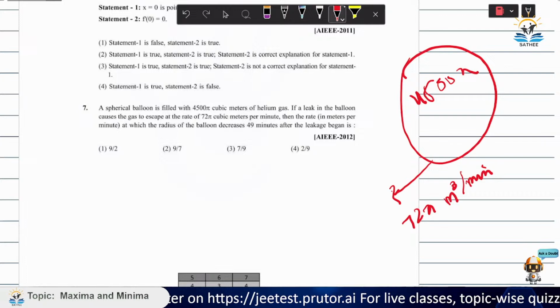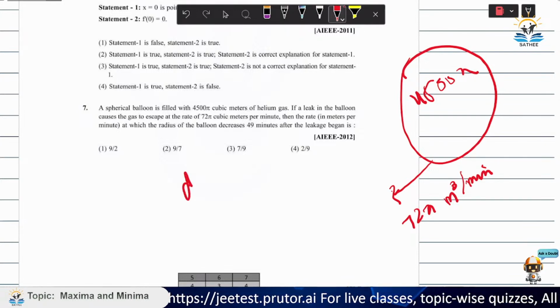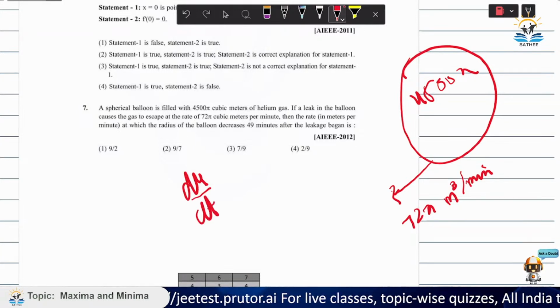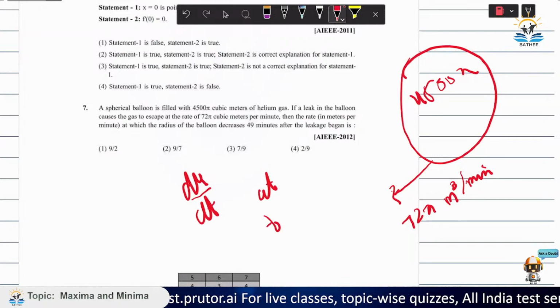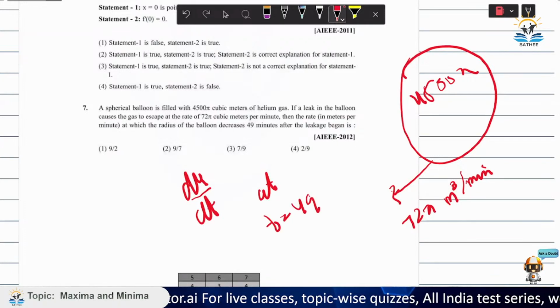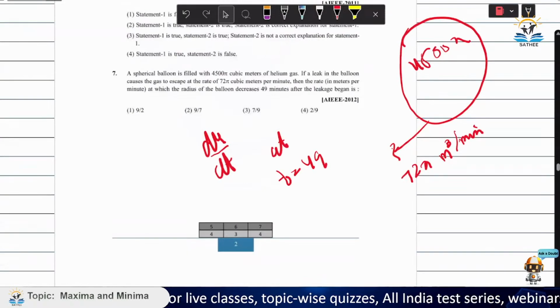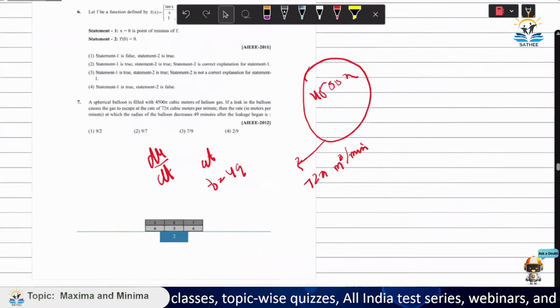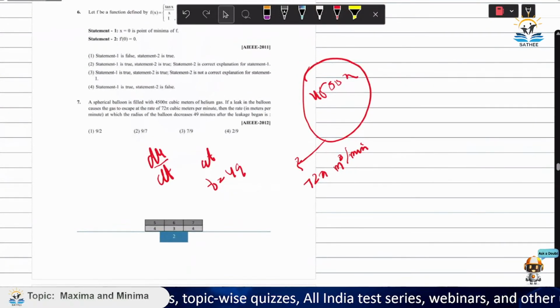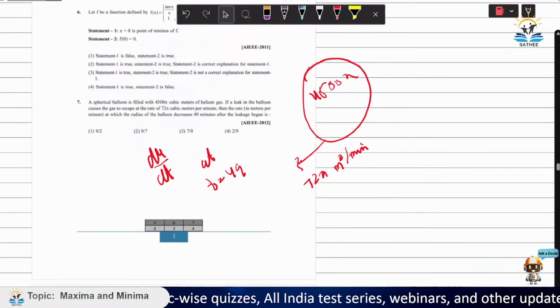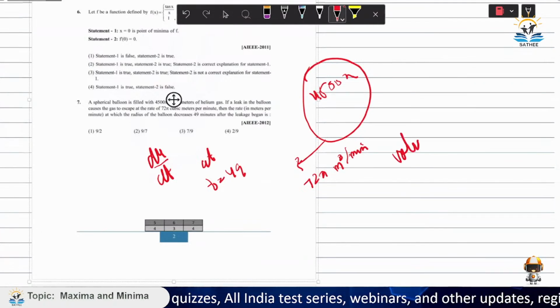Okay, very cool. So what do we have to find? We have to find dr by dt at t is equal to 49. It's as simple as that. Now we have to make a sketch and completely understand what the question is saying. So let's start. So what is the volume?